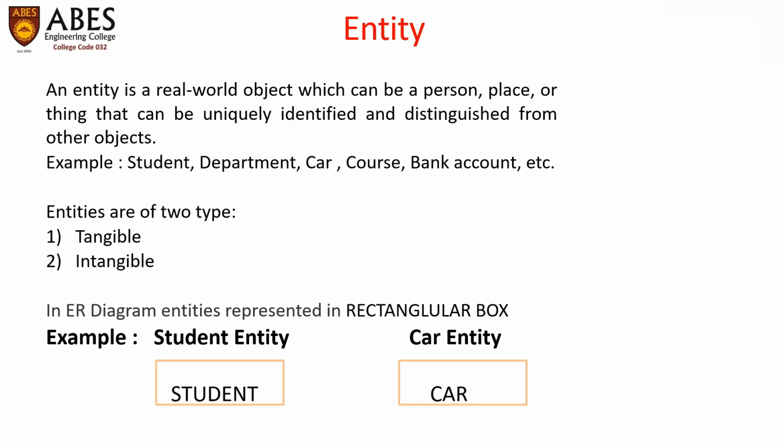Now, any entity can be categorized into two, tangible and intangible, which I've already discussed. Tangible entities are like student, car, which have some physical existence. Intangible entities are those which do not have physical existence, like department, course, or bank account. In the ER diagram, we will be representing the entity with the help of a rectangle. As you can see over here, this student and car we have represented with the help of a rectangle. So entities are represented with the help of a rectangular box.